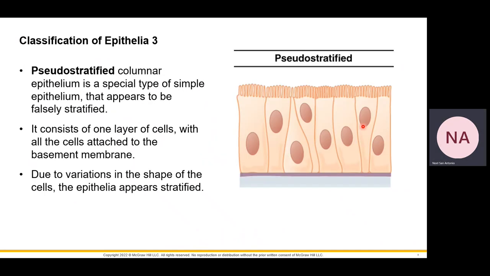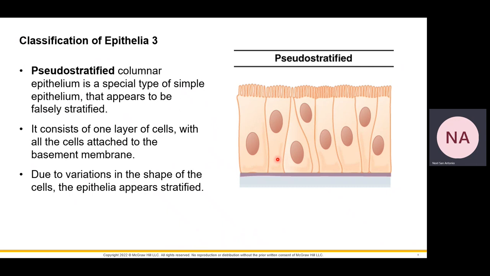Now, the third classification according to layers is called pseudostratified. It is a special type of simple epithelium. Again, the keyword: simple epithelium. So pseudostratified in actuality is simple epithelium. It just looks like a stratified one at first glance because of its appearance. Hence, it is called pseudostratified. Pseudo is false, so it is false stratified because it consists of only one layer of cells. All cells are attached to the basement membrane, as you can see here in the picture.